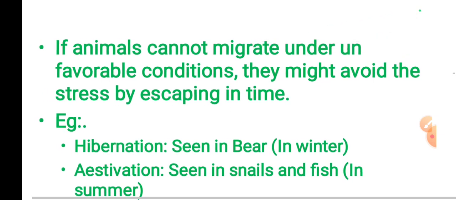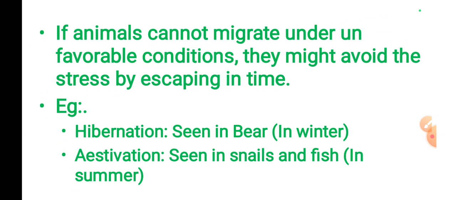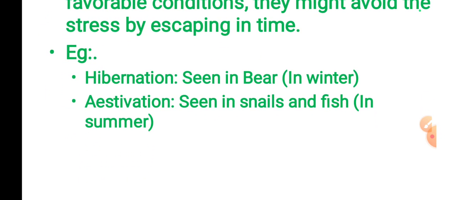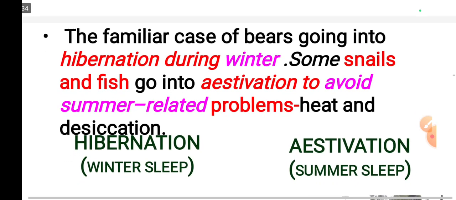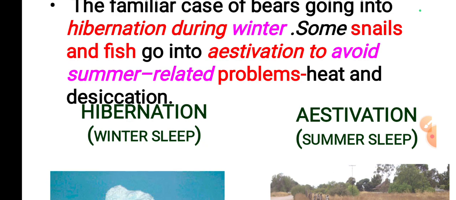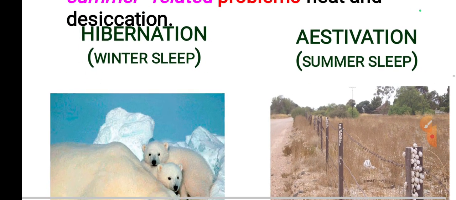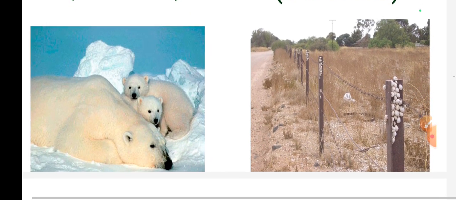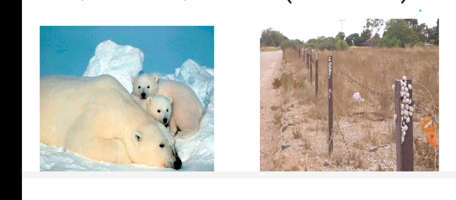If animals cannot migrate under unfavorable conditions, they might avoid the stress by escaping in time. Example: hibernation seen in bears in winter, aestivation seen in snails and fish in summer. The familiar case of bears going into hibernation during winter; some snails and fish go into aestivation to avoid summer-related problems, heat and desiccation. Hibernation, winter sleep, which one? Bears. Aestivation, summer sleep, by which one? Some fishes or snails.